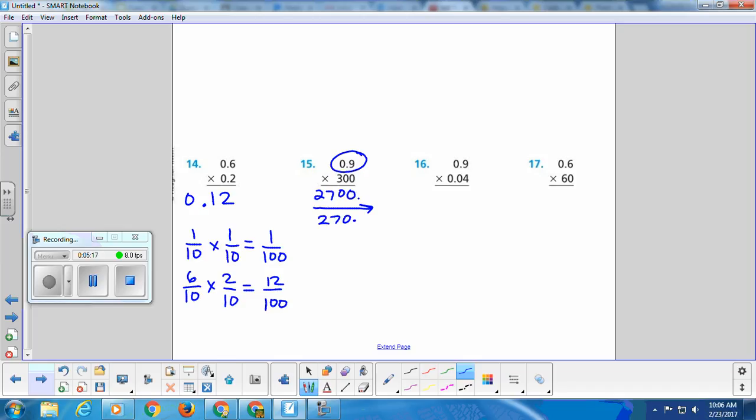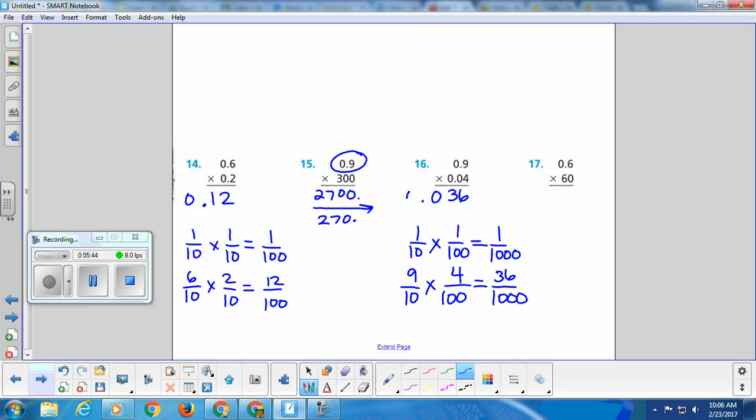Now number 16, I have 9 times 4 is 36, but I know that 1/10 times a hundredth equals a thousandth. Am I right? So I have 9/10 times 4/100 equals 36 thousandths. So right now I have 36 thousandths. Okay, guys, not anything earth-shattering, not anything new, all the same stuff.